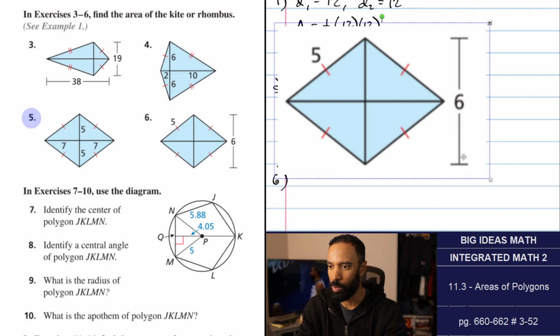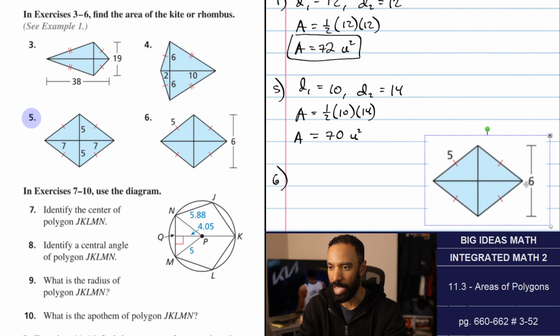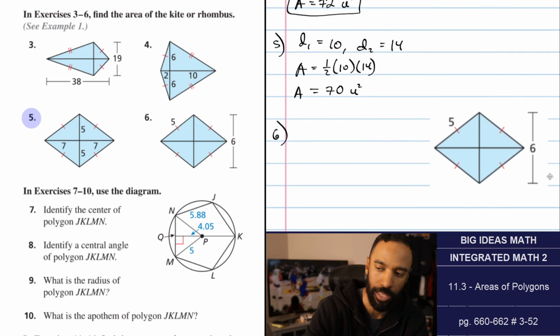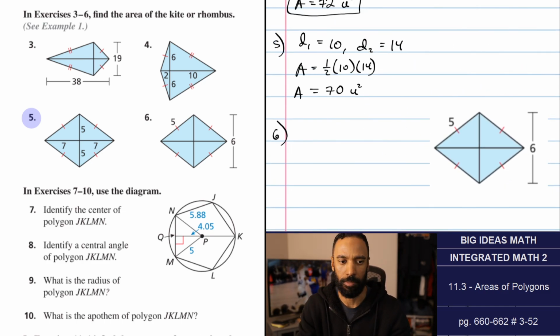Because this time they give you one of the side lengths, and that's not one of the diagonals, right? So we're going to have to find the other diagonal by understanding some things about the properties here. Number 6.